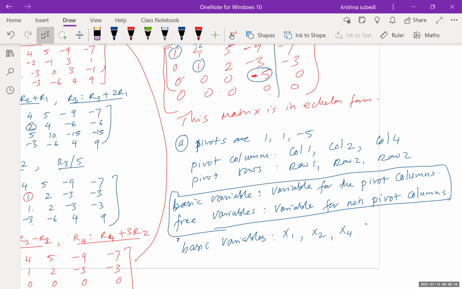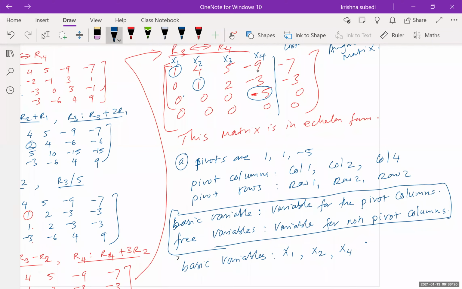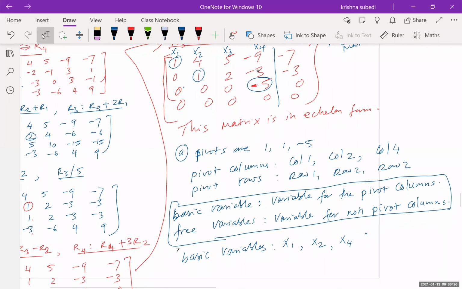Because these are the variables for the pivot columns, right? And now what are the free variables? x3 only. Yes, the free variable is x3 only.